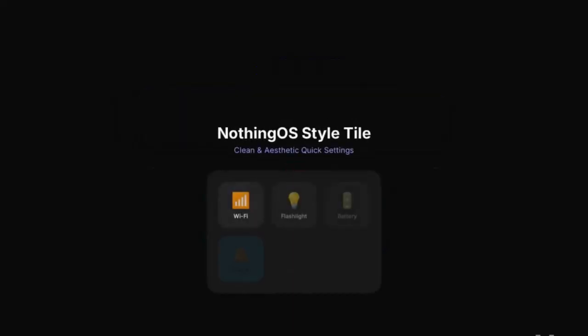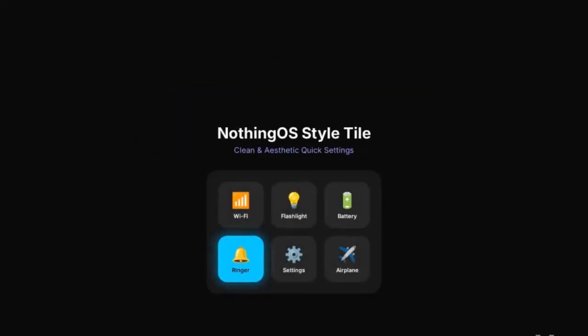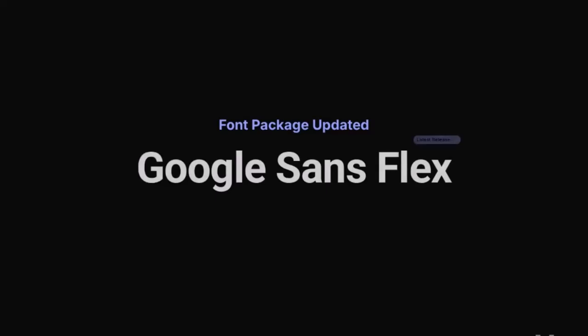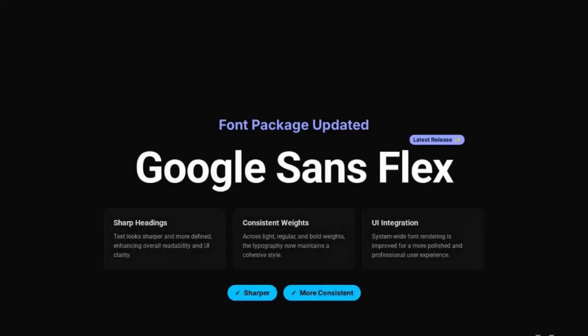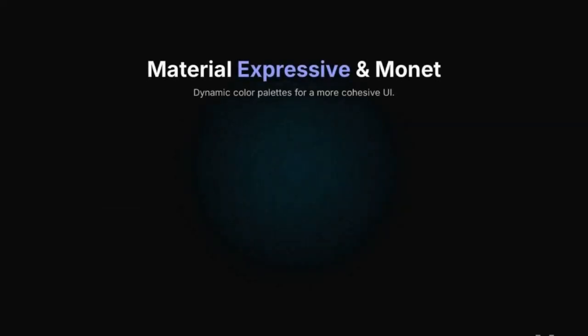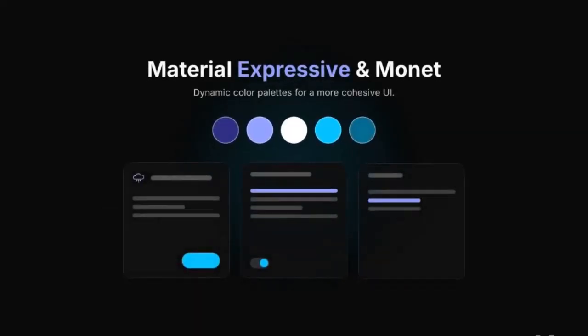Let's start with the visuals. We finally have the NothingOS style Ringer Quick Settings tile, which looks super clean and adds a nice aesthetic touch. The Google Sans Flex font package has been updated to the original latest release by Google, looking sharper and more consistent now. They've updated the Monet custom color stub and adapted more sections of the UI to the Material Expressive Design language, making the whole system feel more cohesive.